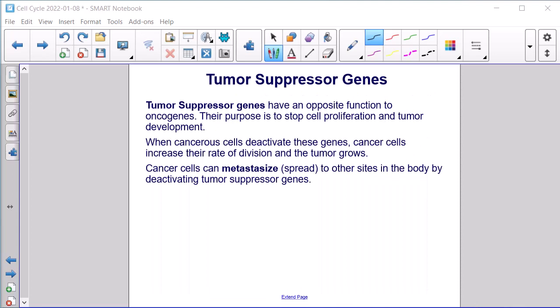Tumor suppressor genes. Tumor suppressor genes have an opposite function to oncogenes. Their purpose is to stop cell proliferation and tumor development. When cancerous cells deactivate these genes, cancer cells increase their rate of division and the tumor grows. Cancer cells can metastasize or spread to other sites in the body by deactivating tumor suppressor genes.